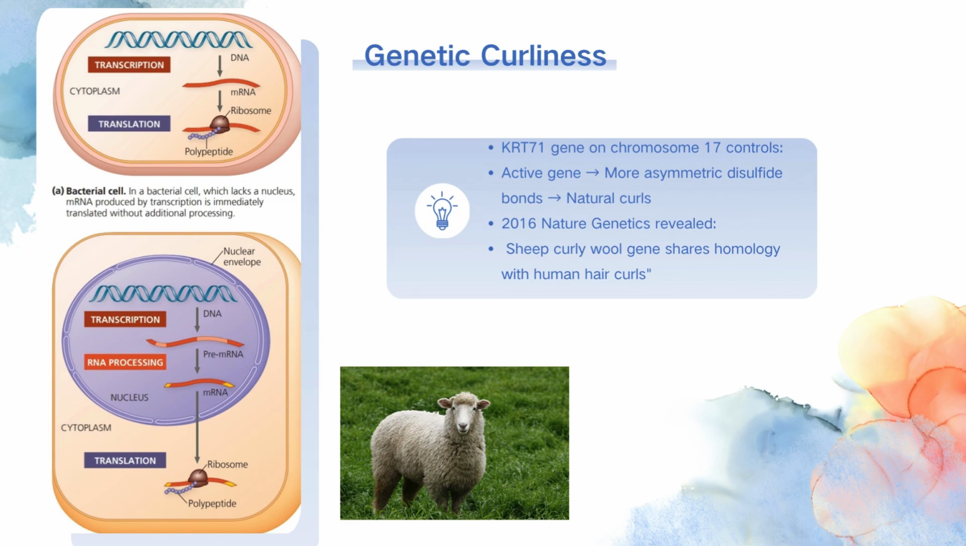Hair curliness works the same way, and it is controlled by the KRT71 gene on chromosome 17. When the gene is active, it leads to more asymmetric disulfide bonds, and then to natural curls. An interesting thing is that scientists first found the reason for curly hair in sheep's hair, because they found the sheep's curly wool gene shares homology with human hair curl, and they wrote it up in the 2016 Nature Genetics Review.